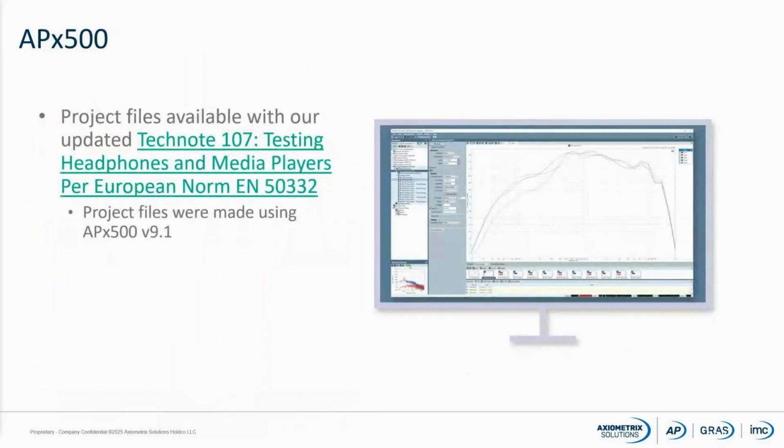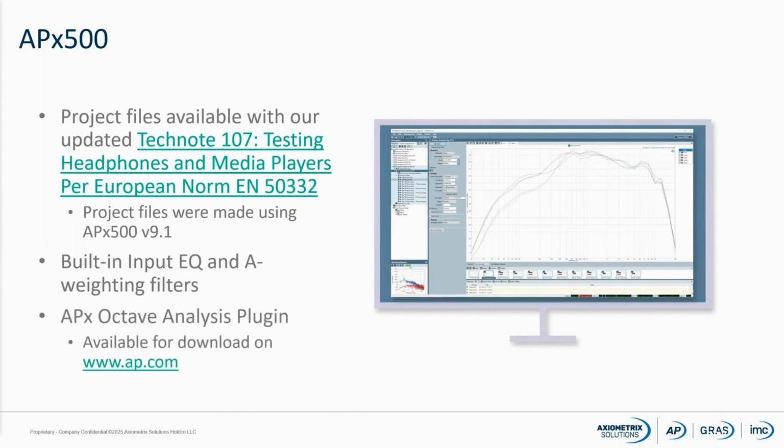We have all the project files shown in today's demo available for download alongside Tech Note 107. These project files were made with APx500 version 9.1. And as shown in the demo, you can apply HRTF curves and A-weighting filters in the signal path setup. To use the Octave Analysis plugin, you'll need to download it from our website at ap.com. The download is free and compatible with multiple versions of APx500. And Jen will provide the links to both of those things in the chat if you want to take a look at those.